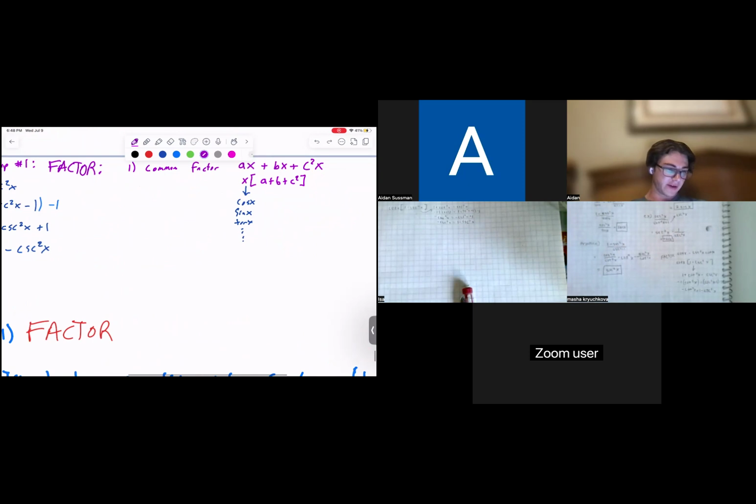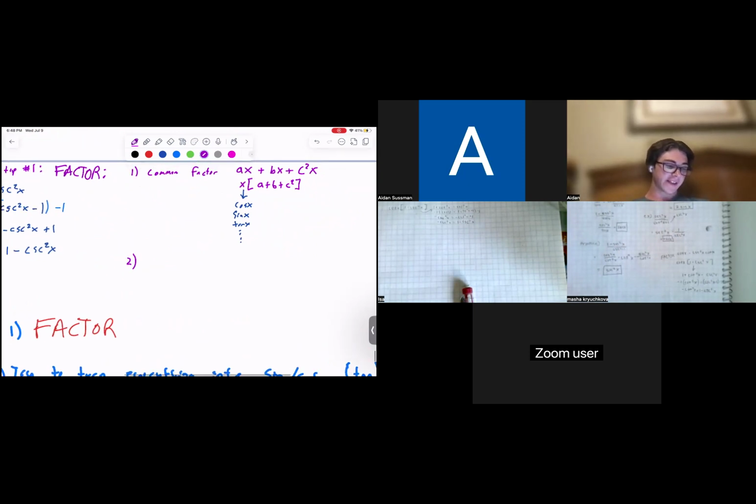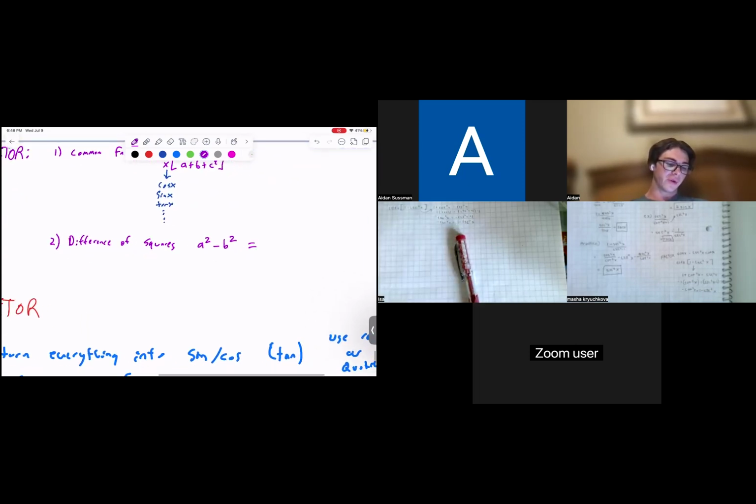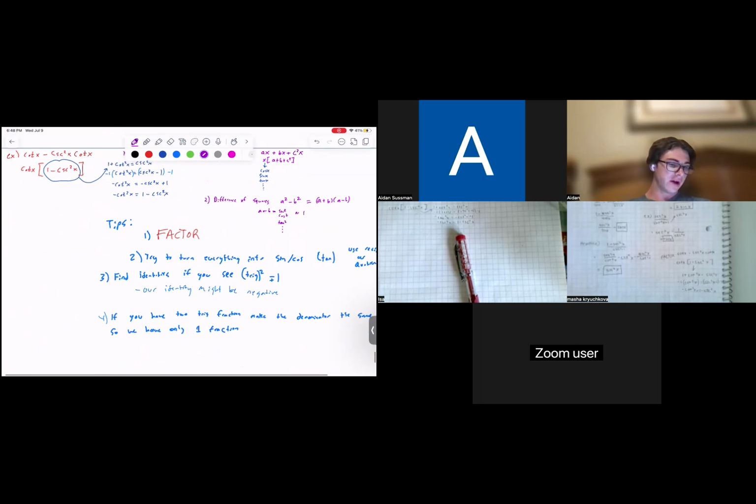I'm going to briefly mention this because this problem doesn't need it yet, but there's actually a second type of factoring, and this is called the difference of squares. Anytime you see an a squared minus b squared, that's equal to a plus b times a minus b. And when I say a and b, it's most likely going to be a sine squared, a cosine squared, a tangent squared, etc., or maybe a 1. Both of those will be some kind of trig. All right, so those are the 2 types of factoring that we're looking for.